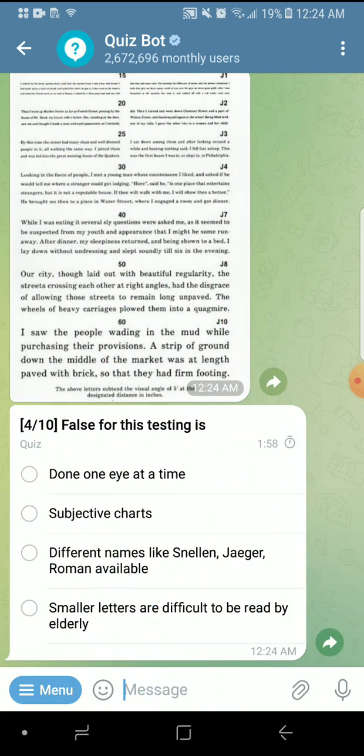Now this is a near vision chart, which can be Snellen's, Jaeger's, Roman's, subjective, yes, but done with both eyes at a time. And of course, if the smaller letters are difficult to read, it is an elderly patient because of presbyopia. The near vision is reducing.